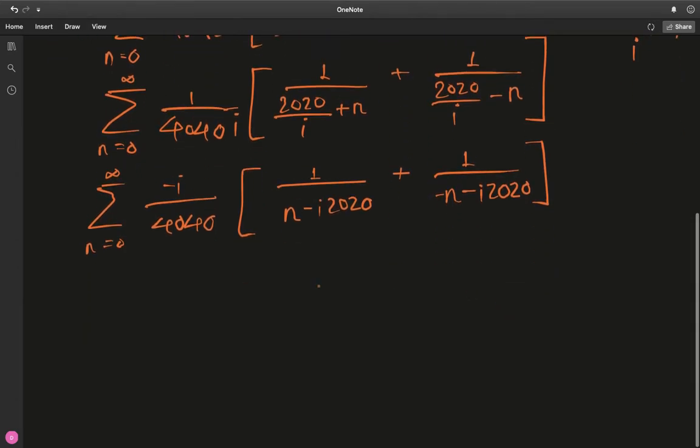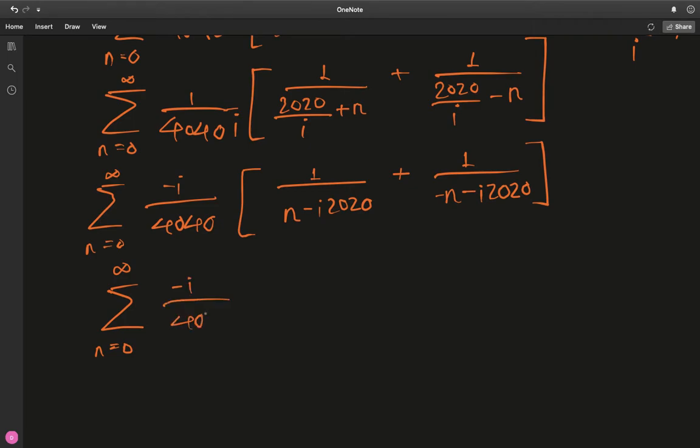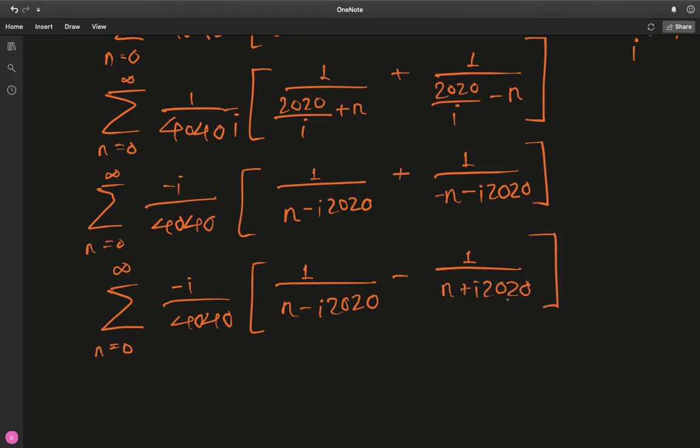Well, we can just pull out the negative up front for the second fraction. So we have negative i over 4040 times 1 over n minus i times 2020 minus 1 over, now we brought out the minus up front, n plus i times 2020.